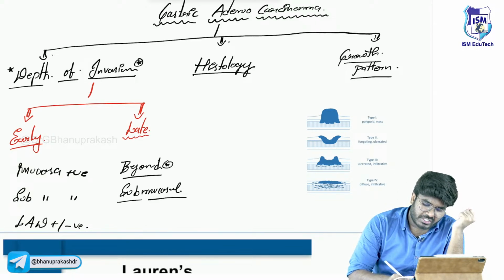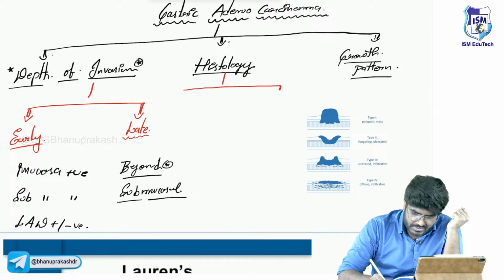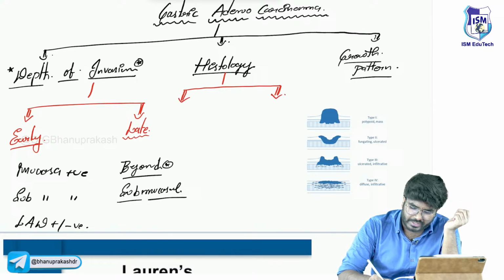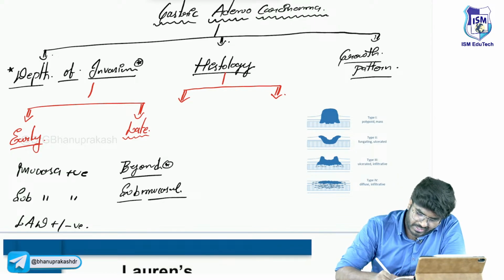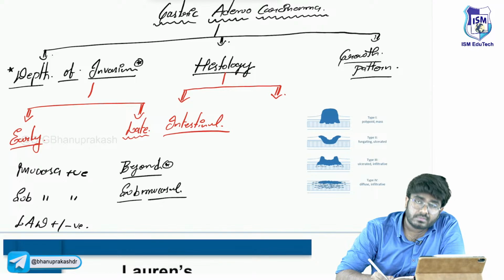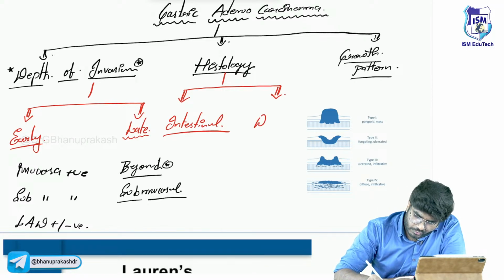Now, based on the histology, it is of two types. We can classify the same gastric adenocarcinoma by its microscopic appearance. We can divide it into two types: intestinal type and diffuse type.